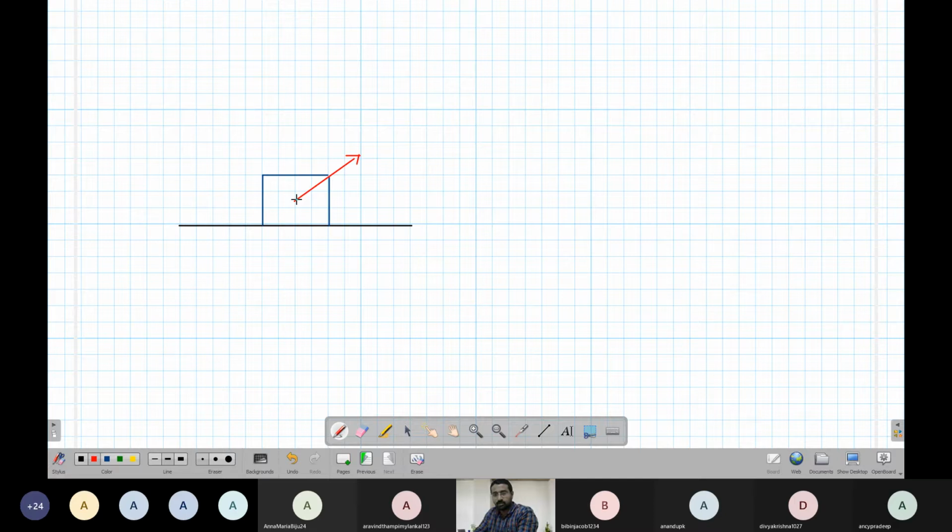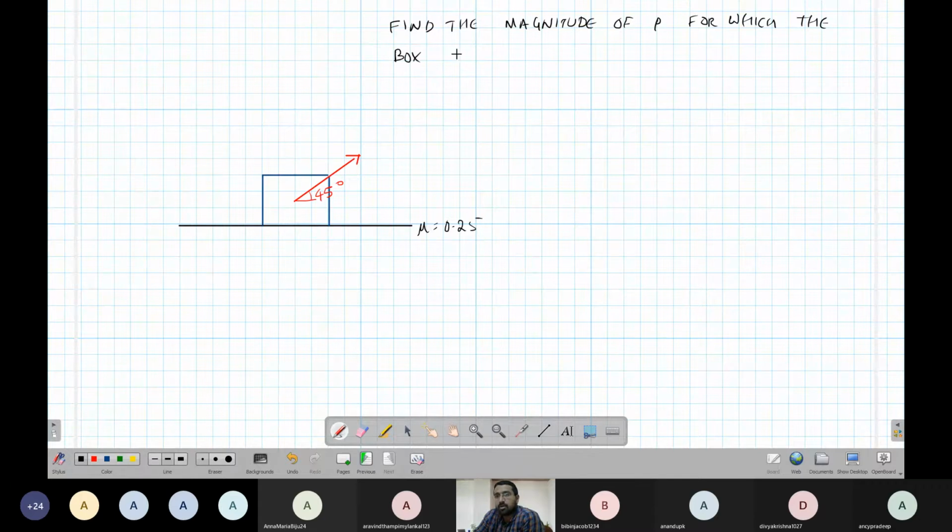It is at 55 degrees. Coefficient of friction 0.25. Okay. Find the magnitude of P for which the box just starts to slide. Okay, so slide here.